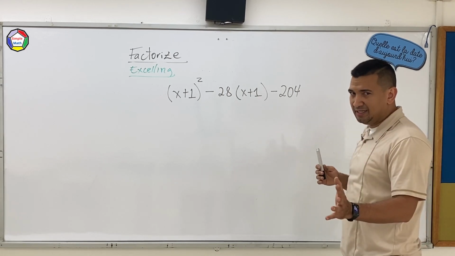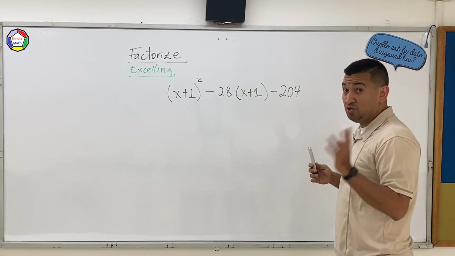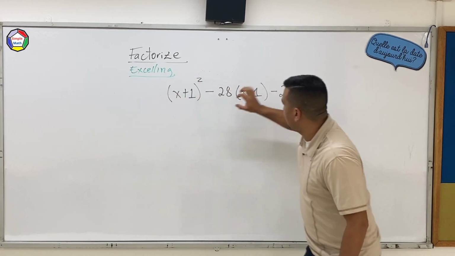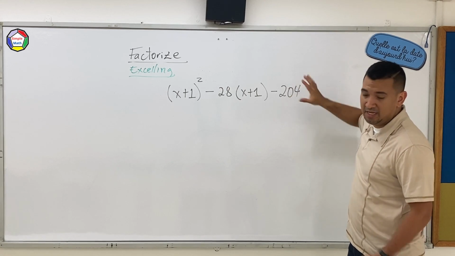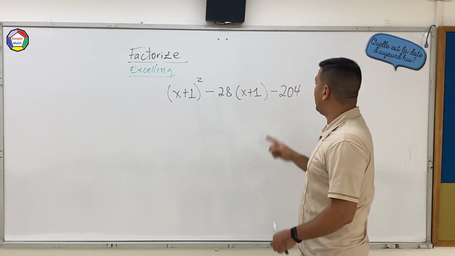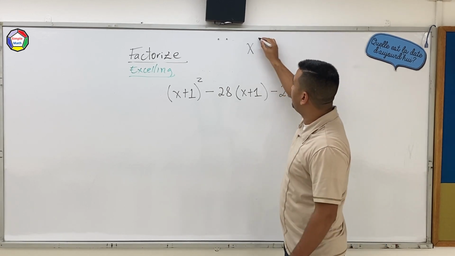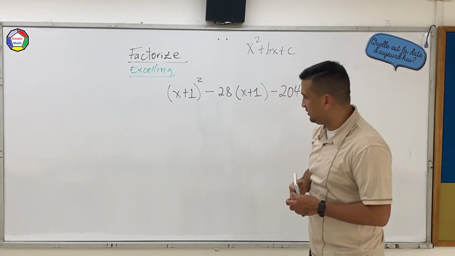If you see the exercise attentively, you will see that this is a trinomial. This is the first term, this is the second term, and this is the third term. Yes? So it's not a perfect square trinomial because 204 doesn't have a square root. So it's a trinomial in the form x squared plus bx plus c, which is called TIF, right?